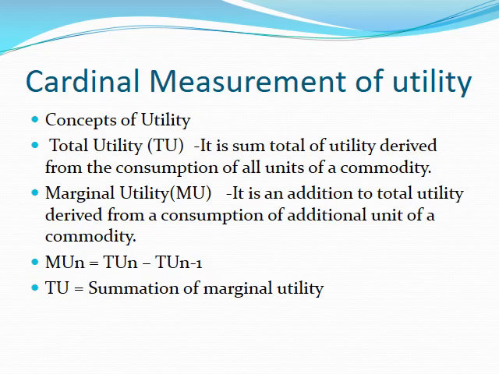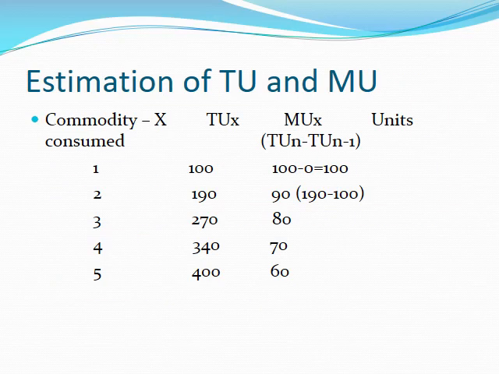Marginal utility is an addition to total utility when one more unit of a commodity is consumed. So it is the additional satisfaction derived from one additional unit of a commodity. Marginal utility can be calculated by the formula total utility of n minus total utility of n minus 1, or total utility is equal to summation of marginal utility.